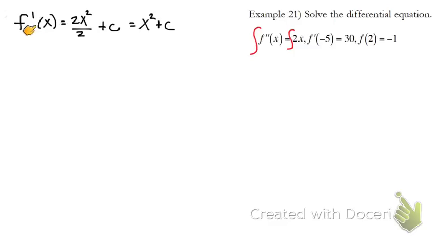Now, I need to use one of my initial conditions in order to find this c value. And because I'm working with the first derivative, then I should use the initial condition that deals with the first derivative.